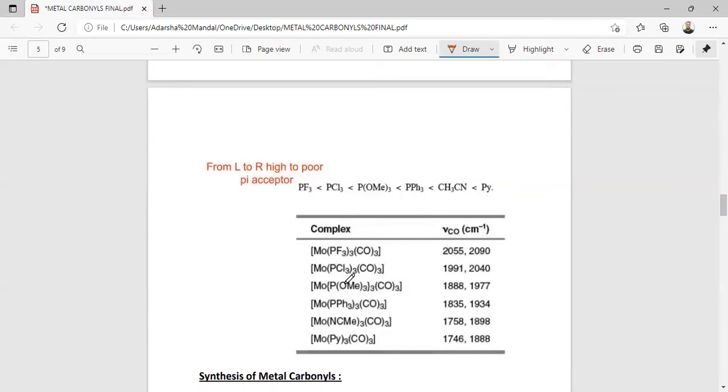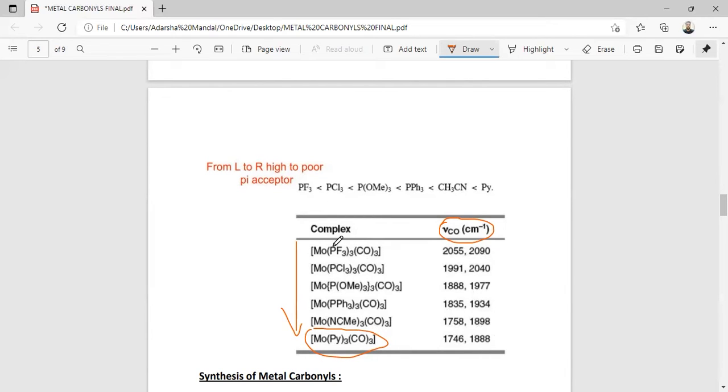So there is one example. Here, this is a molybdenum carbonyl complex. From top to bottom, the metal carbonyl stretching frequency decreases. That means going down, there is more back bonding, more electron density on the molybdenum. So that's why the stretching frequency decreases.